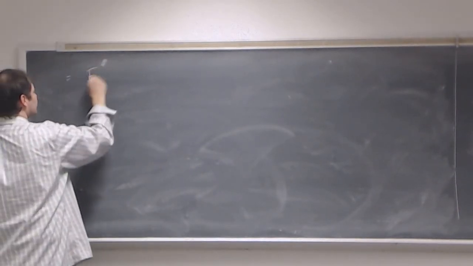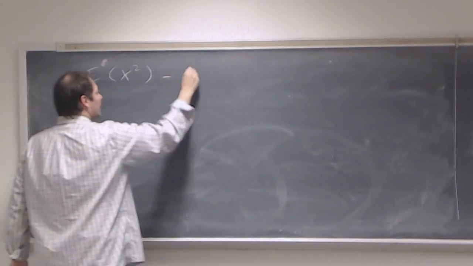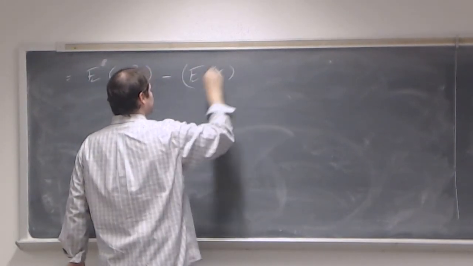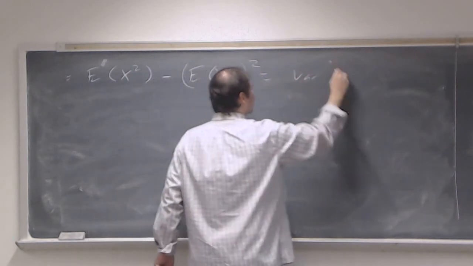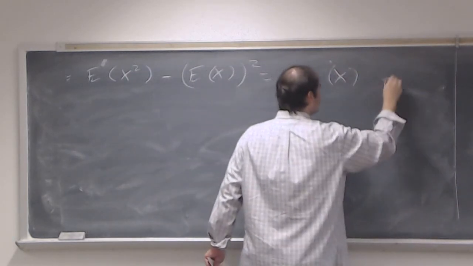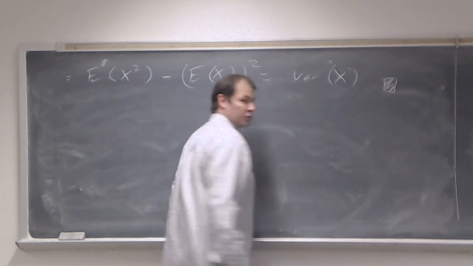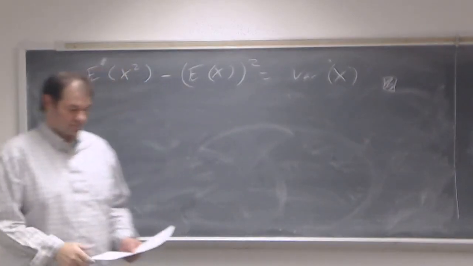So that's equal to the expected value of x squared minus the expected value of x to be squared, which is equal to the variance of x. And that ends the proof of the conditional variance formula.